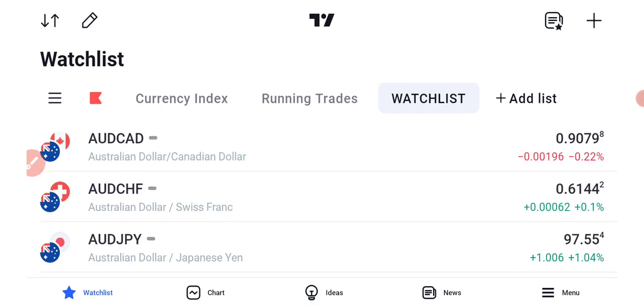So I'll be starting on the monthly time frame because I'm a swing trader. I will analyze from the monthly, weekly, and daily for direction. Then I use the 4 hour and 1 hour for entry.